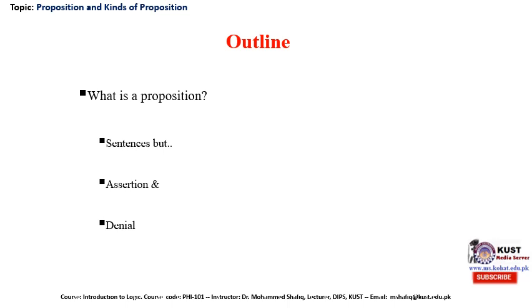Now in a proposition, there are generally two terms: a subject and a predicate. Subject is that entity about which this proposition talks, while predicate is that adjective or that thing which is added to the subject. Now, when I say this chair is brown, this chair would be the subject, and brownness is the predicate of this proposition.